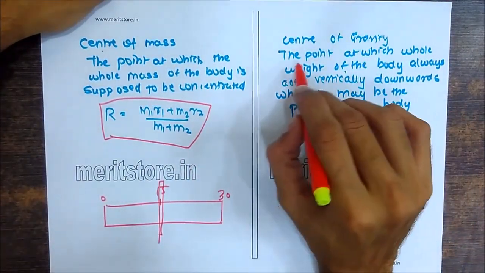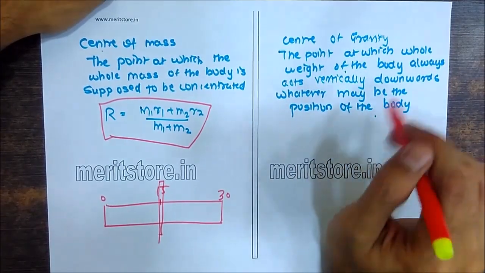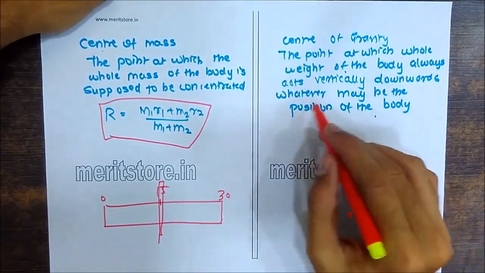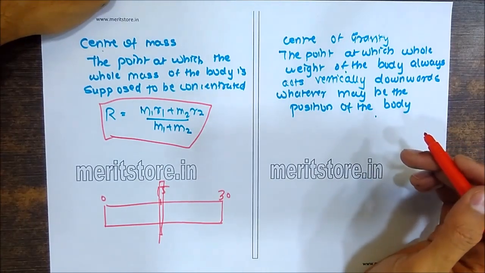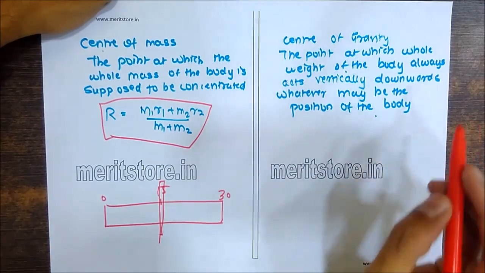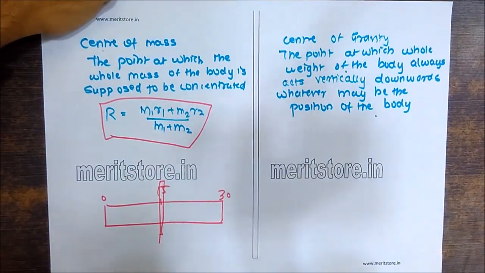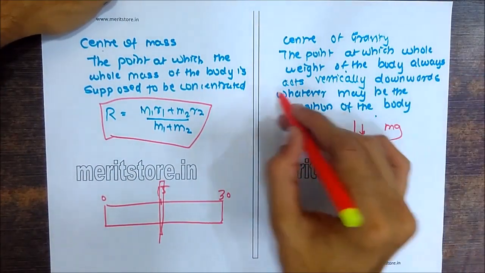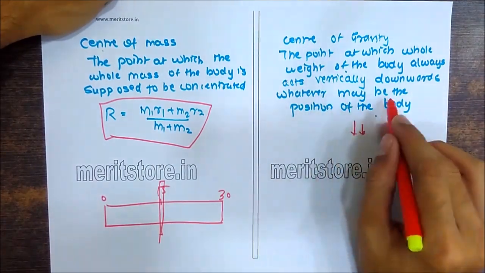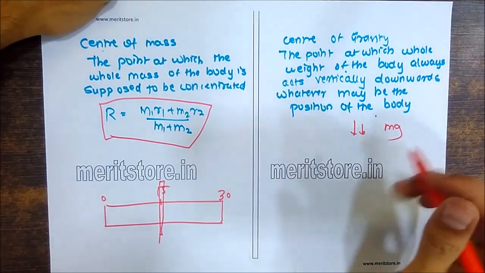Center of gravity is the point at which the whole weight of the body always acts vertically downwards, whatever the position of the object may be. That is called the center of gravity. There is a specific point where the whole weight, that is m into g, of the body acts in the vertical downward direction, whatever the position of the object.